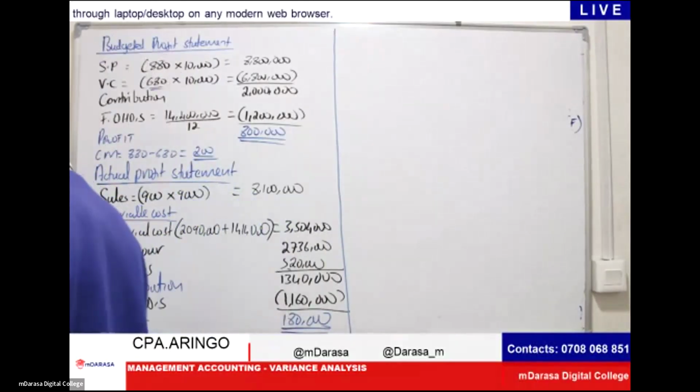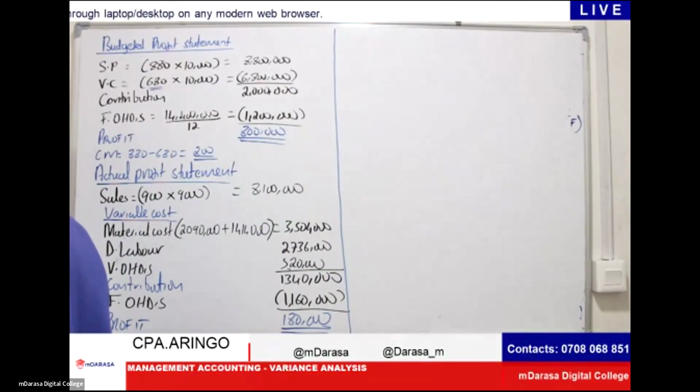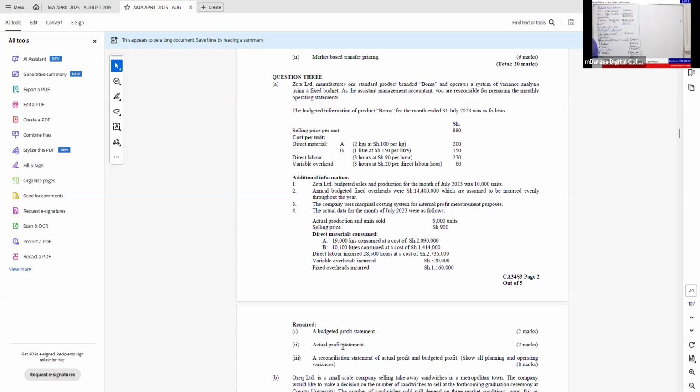Whatever you computed, these are what you're asked. Look at the question. You are told to compute a budgeted profit statement and the actual profit statement, and that is what you've done. It was very simple, just in your calculator. These were 2 marks only, because literally everything is given there. You don't need to struggle.